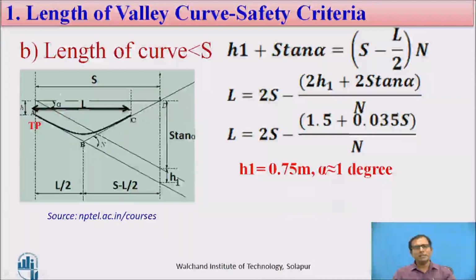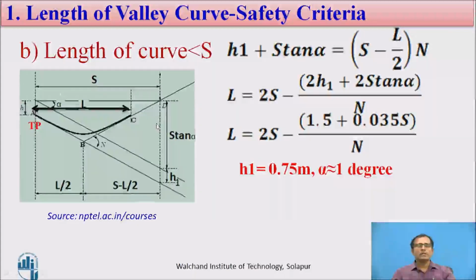In this condition, again let us take that the vehicle is starting at the start of the tangent point, or the starting of the valley curve. In this case, with the geometry of this figure, h1 plus s tan alpha equal to s minus L by 2 into n. So again L equal to 2s minus 2 into h1 plus s tan alpha divided by n, and put the h1 value as 0.75 and alpha as 1 degree. Again the equation reduces to 2s minus 1.5 plus 0.035 s divided by n.